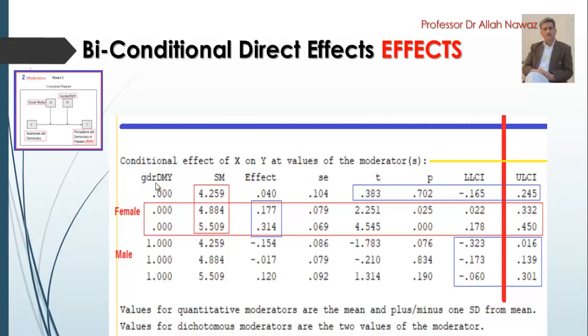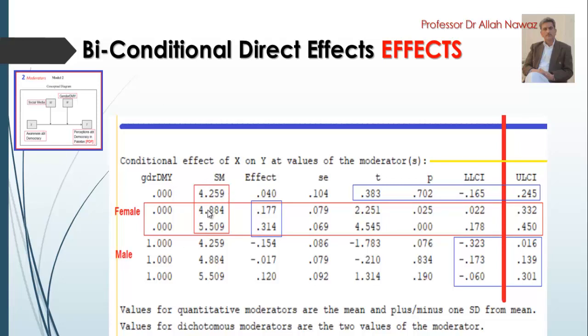So the female group of respondents with a 4.25 score on SM are insignificantly affecting the relationship of X on Y.